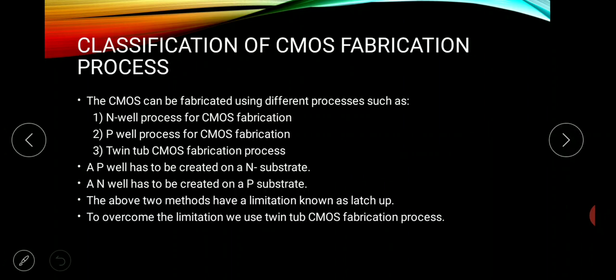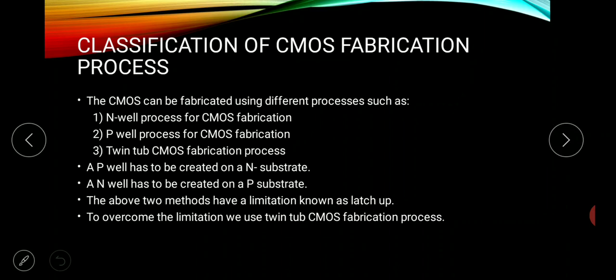So why do we use CMOS technology? For the requirement of less power dissipation, CMOS technology is used for implementing transistors. CMOS can be fabricated using different processes such as the N-well process, the P-well process, and the twin tub CMOS fabrication process. This means three different processes are used to fabricate CMOS.